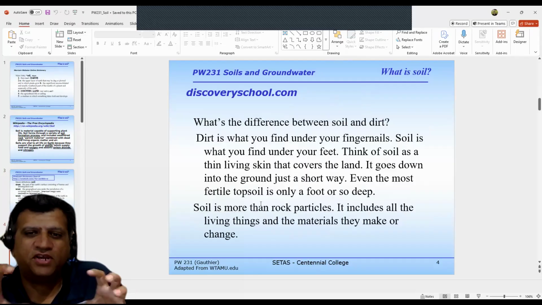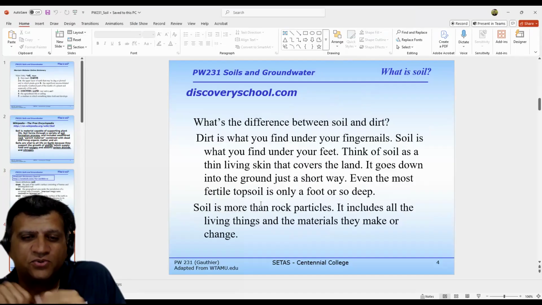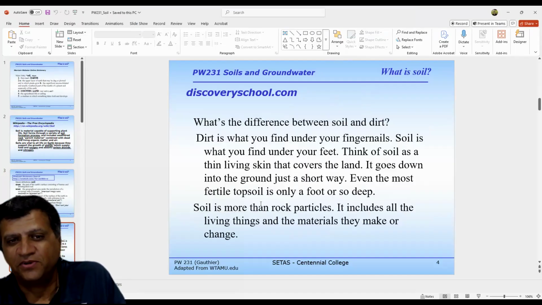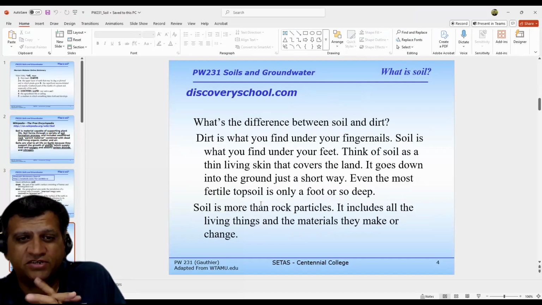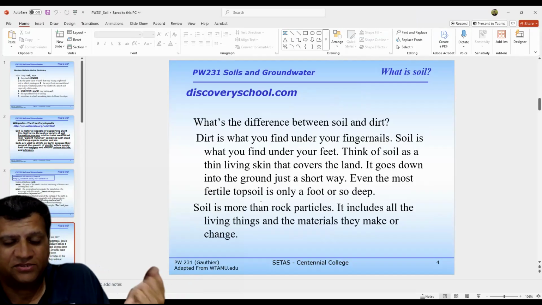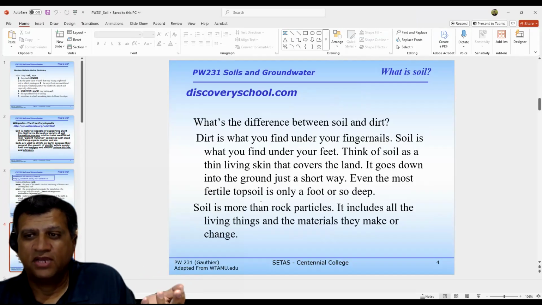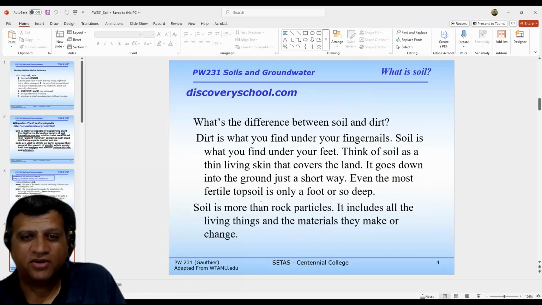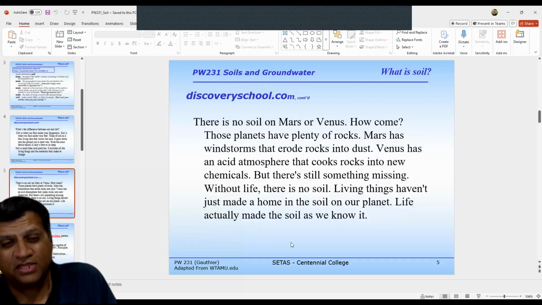Well, dirt is what you find underneath your fingernails. Soil is what you find underneath your feet. So think of soil as the living skin that covers the earth. And it's not just rock, broken up rock particles, which is kind of what I initially was talking about, but it also has living material or organic matter in it as well, or something that was formerly living.